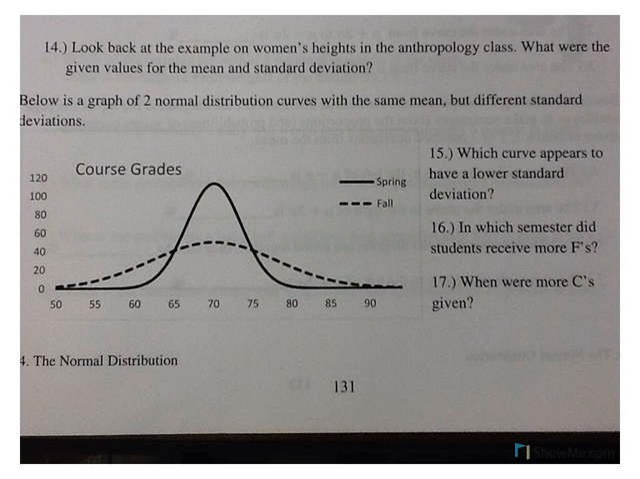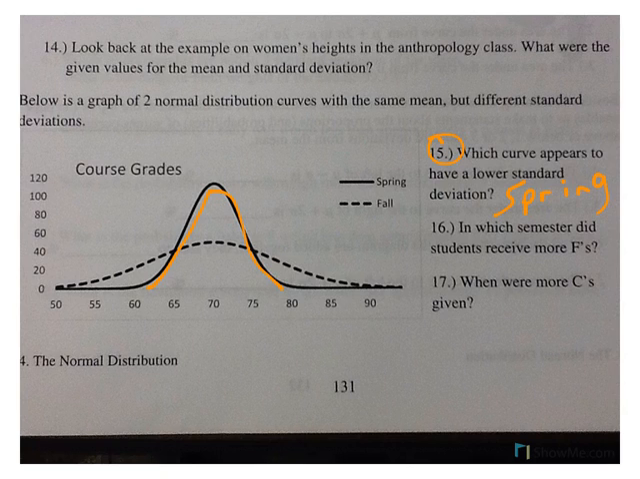So let's go ahead and move to the bottom of page 131, where you will see these graphs. Okay, so notice we've got a solid line that represents spring and a dotted line that represents fall. You'll notice that the solid line is taller and skinnier. If it's tall and skinny, that means it will have a lower standard deviation. So when you look at question number 15, which curve appears to have a lower standard deviation? Well, it's the one that's least spread out. It's going to be the tall, skinny one. So spring will have a smaller standard deviation than fall, because we can tell that just by the looks of the graph.